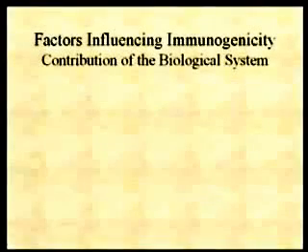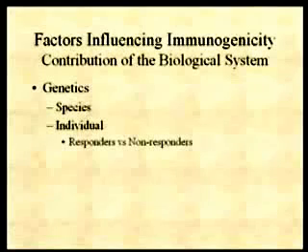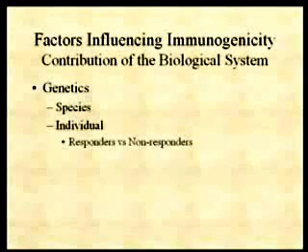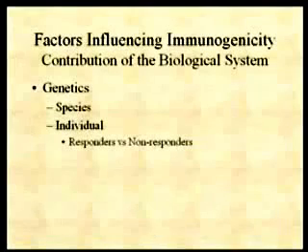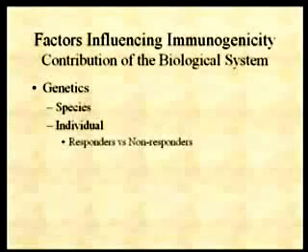All right, in addition to the contribution of the immunogen, the biological system, the responding organism, also contributes some things, and the genetics is important. There can be species differences. There are some species that respond to a particular antigen, but others do not. For example, pneumococcal polysaccharide is the polysaccharide capsule of the pneumococcus organism, an organism that causes pneumonia. If you inject that into a rabbit, you don't get any response. You inject it into a mouse, you'll get a beautiful response. So some species respond to things, some do not.